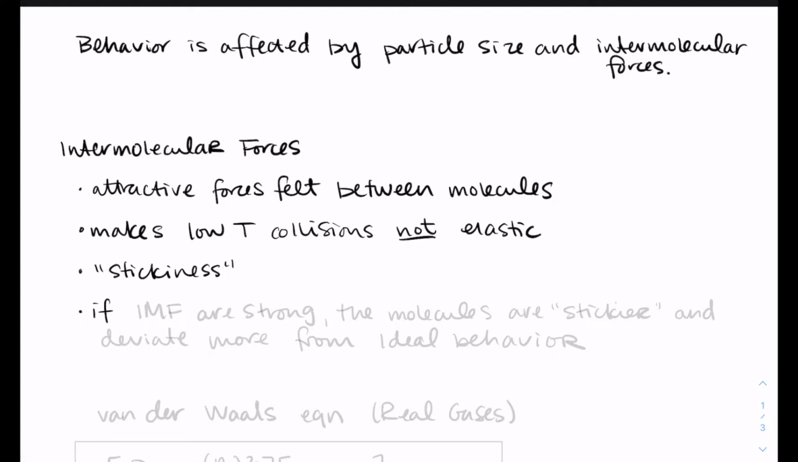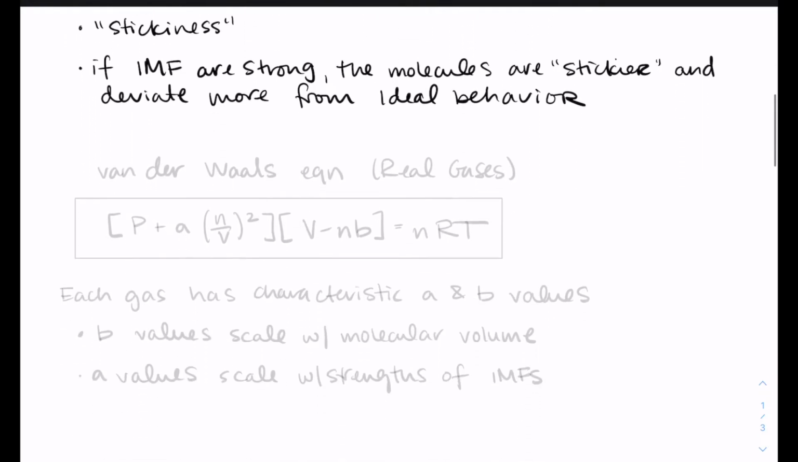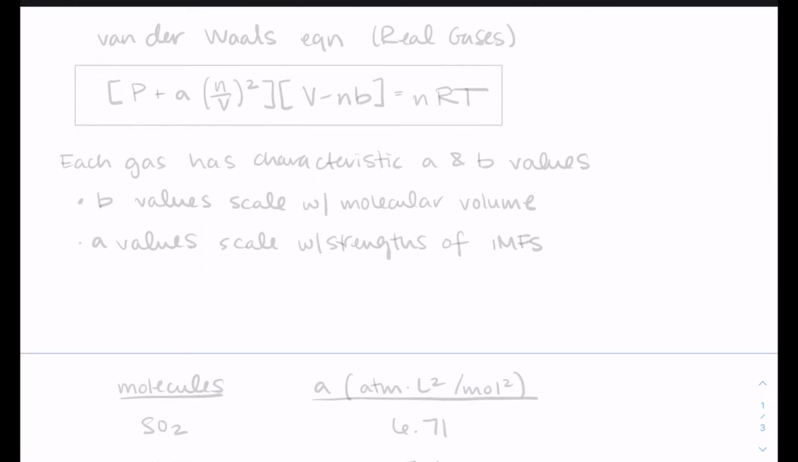So at low temperature, when these molecules run into each other, the attractive force, this intermolecular force, may make them want to stick together. They may still bounce apart, but not with perfect energy conservation because, right, some of it went into breaking that attractive force that it had to overcome to not stay stuck. So if the intermolecular forces are strong, the molecules are stickier and they deviate more from ideal behavior.